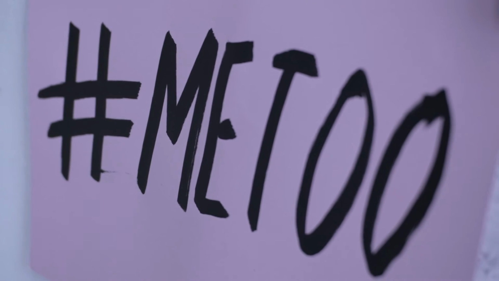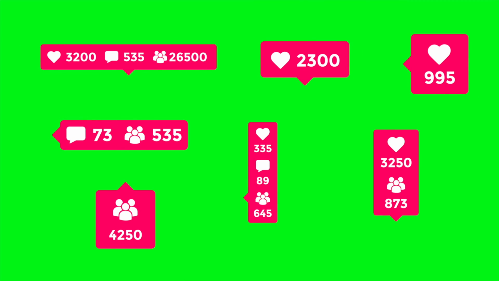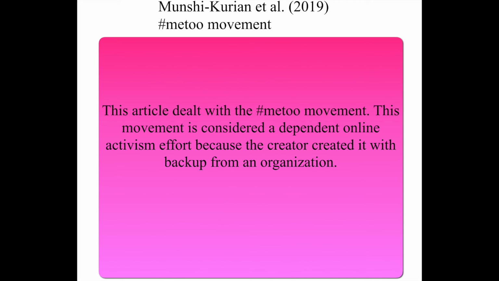This study is interesting because unlike the previous dependent online activism efforts that relied on websites, this campaign utilized social media. While this campaign had its positives and negatives, it's significant because it represented a dependent online activism effort through social media. This campaign demonstrated dependent online activism because the creator used her corporation to help back it up.